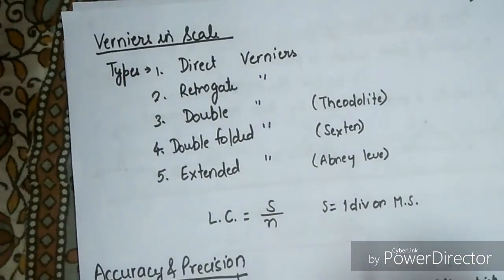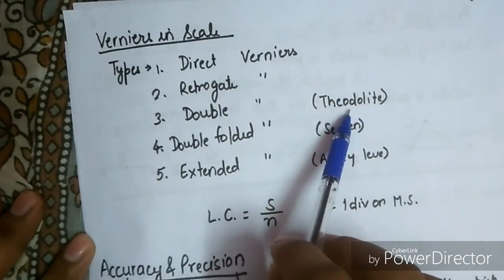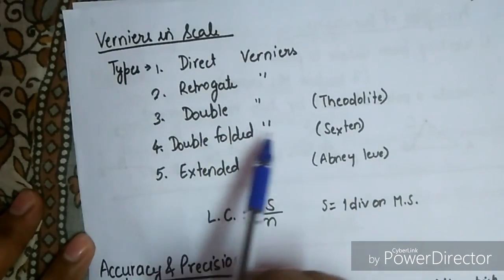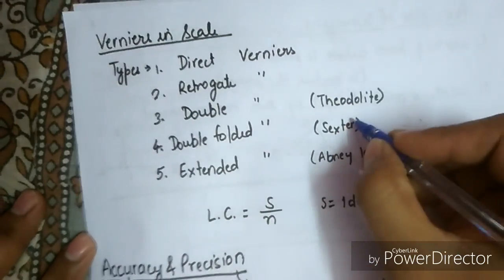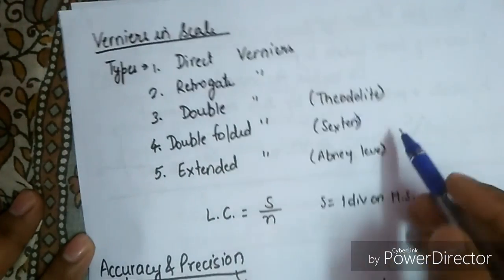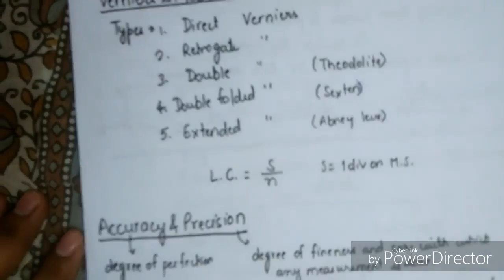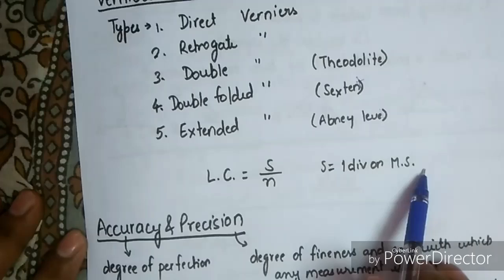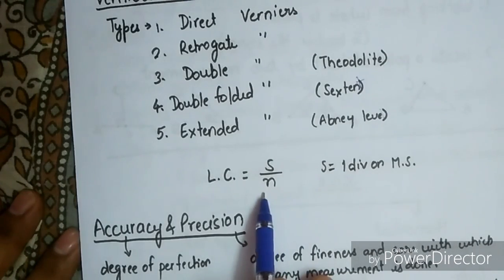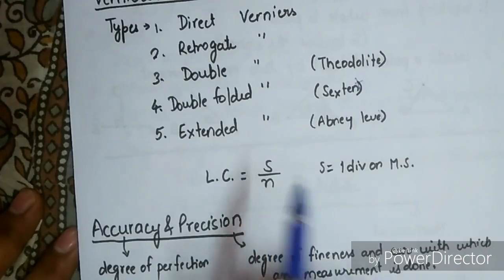There are a few verniers in the scale. First type is direct vernier, second is retrograde, third is double vernier. This is used in the theodolite. Double folded vernier is used in sextant, and extended folded vernier is used in Abney level. Least count of vernier is S upon N, where S is one division on main scale, and N is the number of divisions on vernier scale coinciding with main scale.